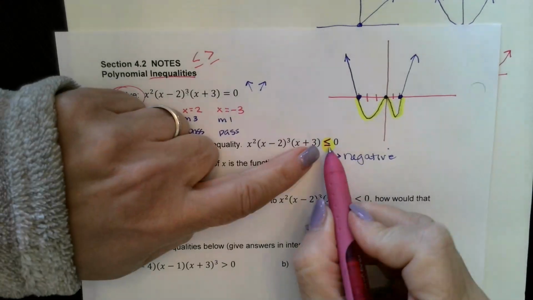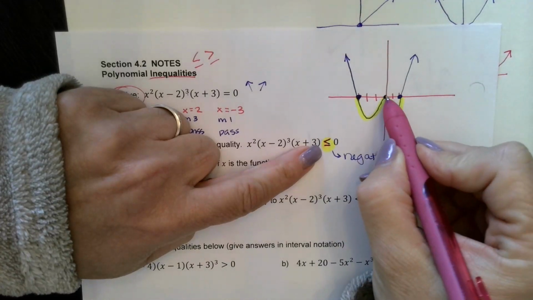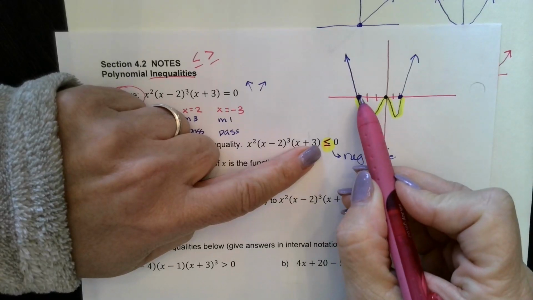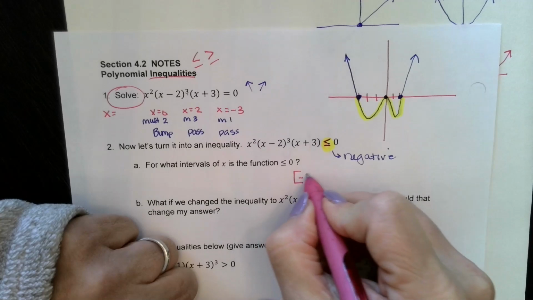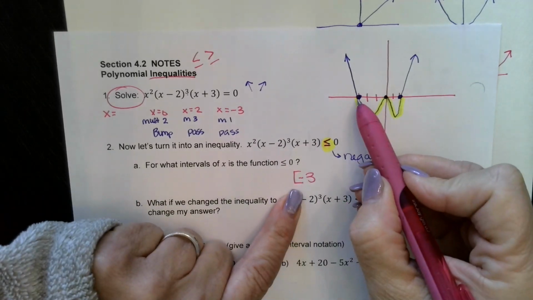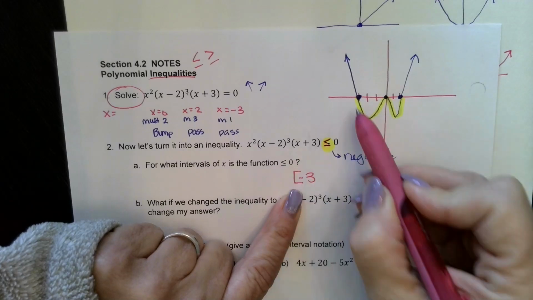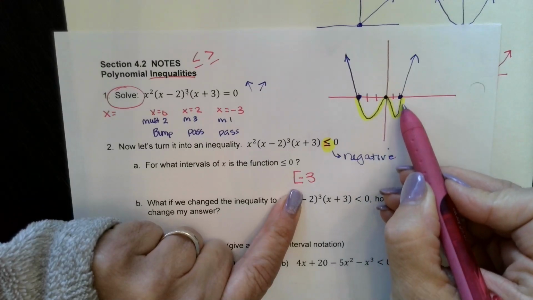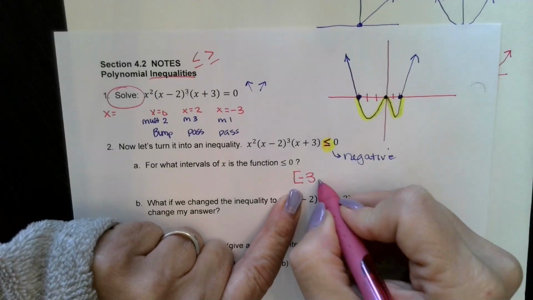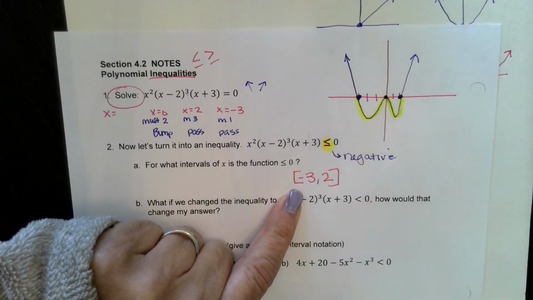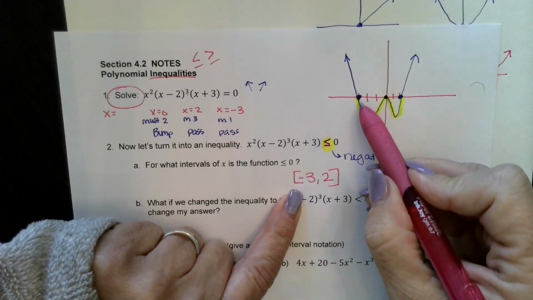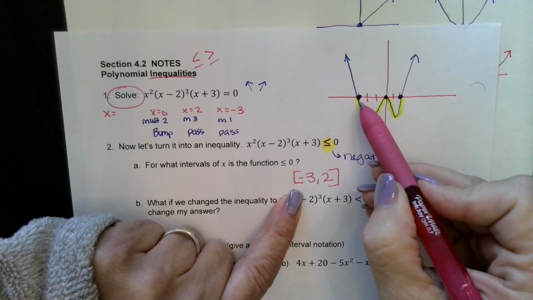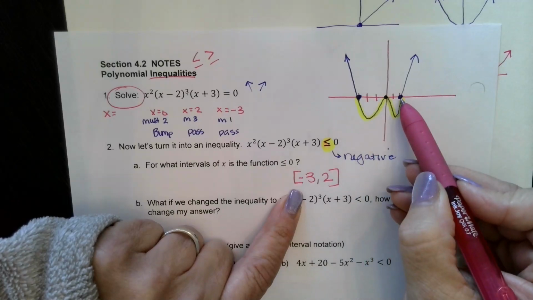So because this is equal to 0, we know that these zeros need to be included. So what I have here is an interval, and it basically says that when I start at negative 3, and I'm going to use a bracket because it's included, it is less than or equal to 0. It doesn't matter if I bump it right here because it's still equal to 0, and then I come up here and I end at 2. Okay, so what I'm saying is everything that's yellow, everything that's below the x-axis is negative, so my domain on that is going to be from negative 3 to positive 2.